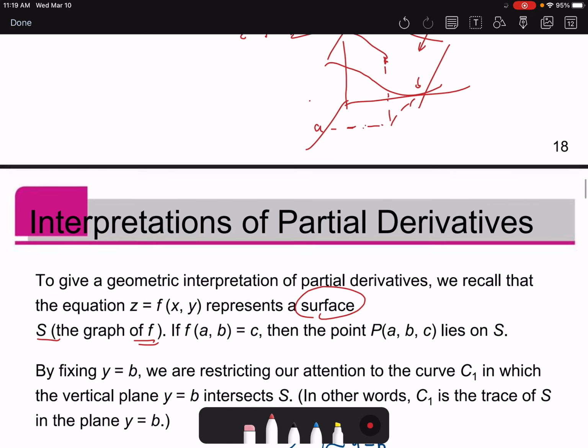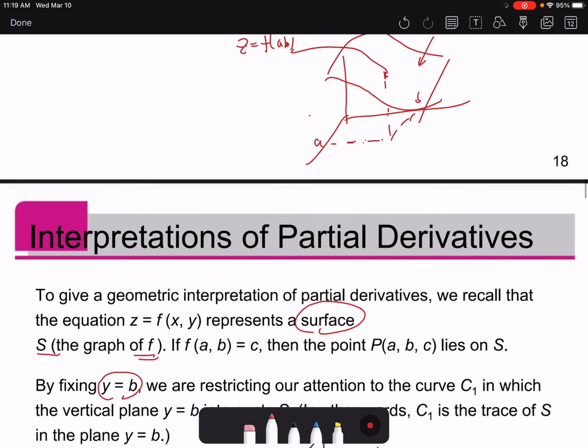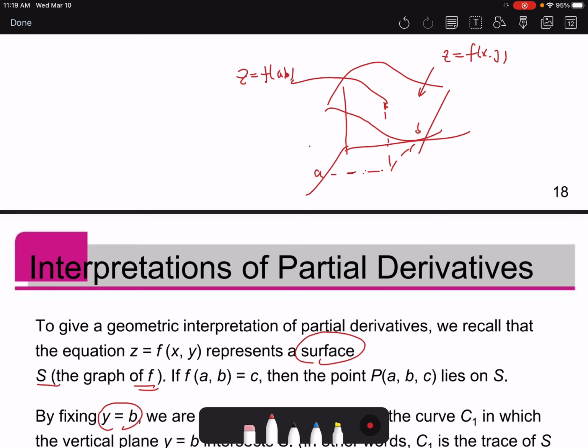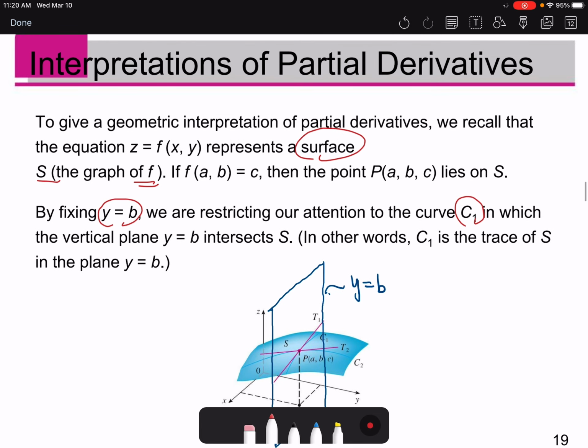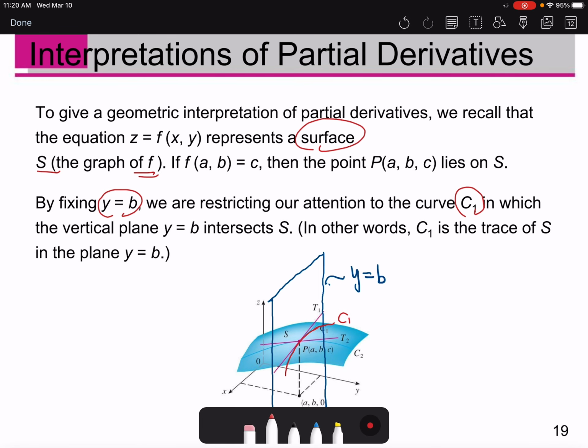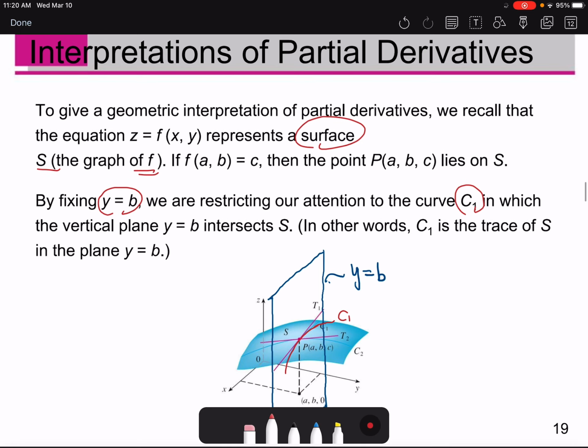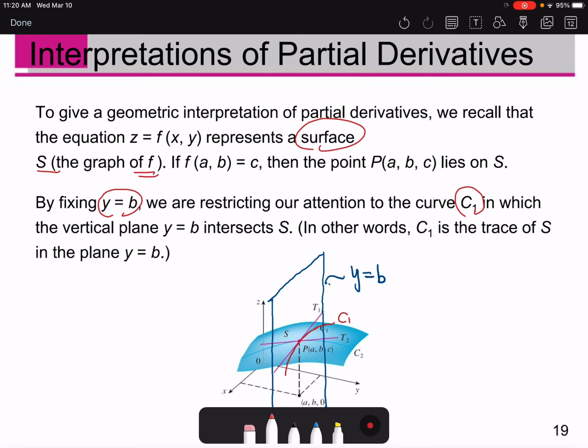Well, let's look at this. If we fix y equal to b, meaning we only allow y equal to b on this line right here, we are restricting our attention to the curve C1. We are only looking at this curve right here, C1, on the surface. This is the curve of intersection with the plane y equals b, which is a plane because that's a constant. And we'll look at the point (a, b).